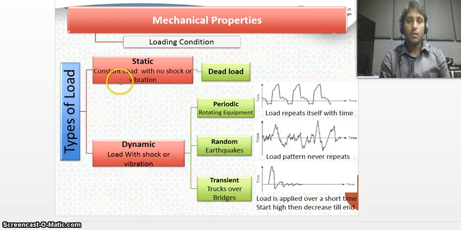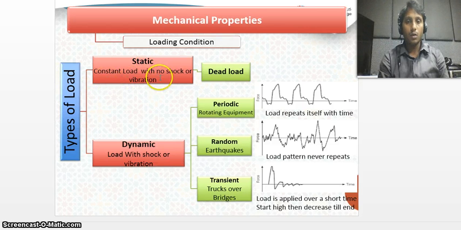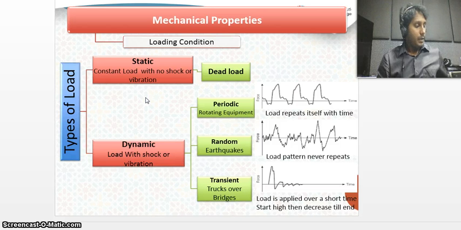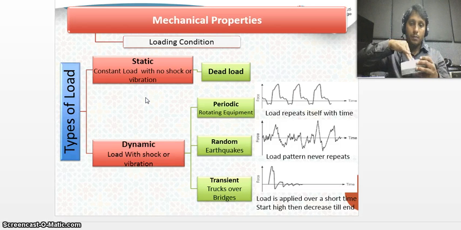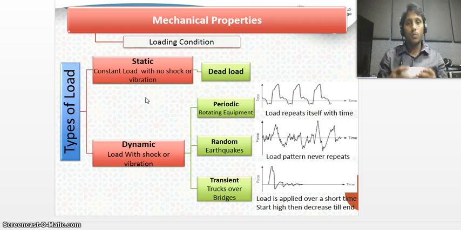Types of load. There are two types of load, static load and dynamic load. Static load is constant load with no shock or vibration. If any load is applied, there may not be any shock or vibration. It may not move. So if I apply a load like this, it is a static load, because it doesn't have any vibration and it's not moving. It directly falls onto the material. So this can be called a dead load.